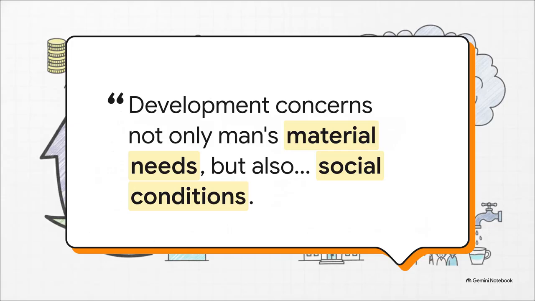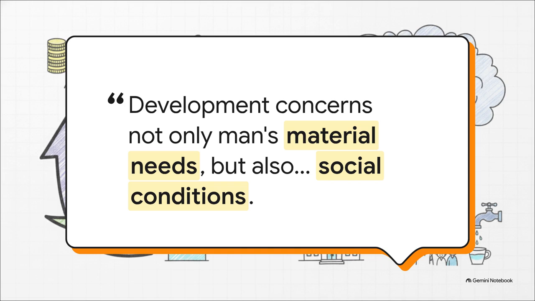I actually want to slow down for a second just to really let this thought from the source materials sink in. Development concerns not only man's material needs, but also the improvement of social conditions of his life. That hits the nail on the head, doesn't it? It highlights the true humanistic authority of economics. Real progress isn't just about stacking up material wealth in a treasury. It fundamentally requires institutional, cultural, and social improvements. If the social conditions remain stagnant or even deteriorate, no amount of material wealth can compensate for that lack of true development.